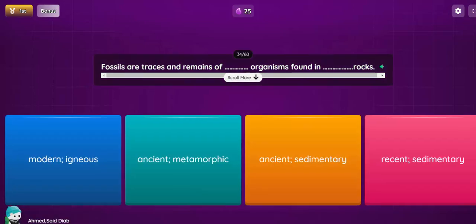Question: fossils are traces and remains of organisms found in rocks. Option 1: modern, igneous. Option 2: ancient, metamorphic. Option 3: ancient, sedimentary. Option 4: recent, sedimentary.